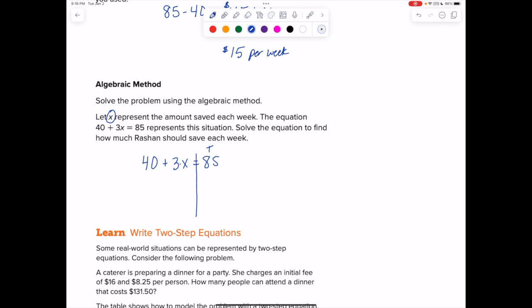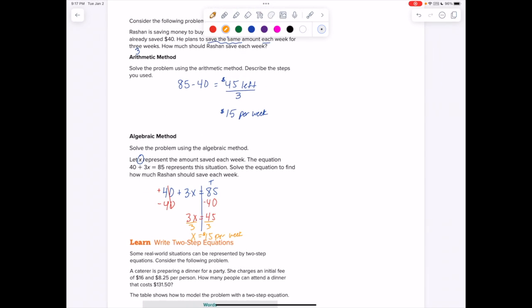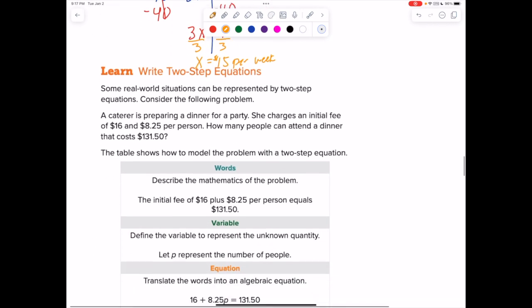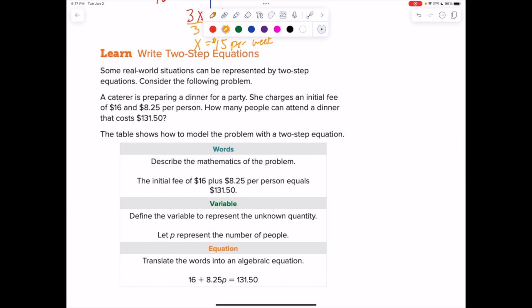So this is multiplication. We're going to subtract 40 from both sides because this is a positive 40, right? Cancels out, and you're left with 3x equals 45. Same idea, divide by 3 to both sides, and you have x equals $15. Okay, so same solution, 2 different ways of doing it. Okay, all right, let's go ahead and practice some more of these.